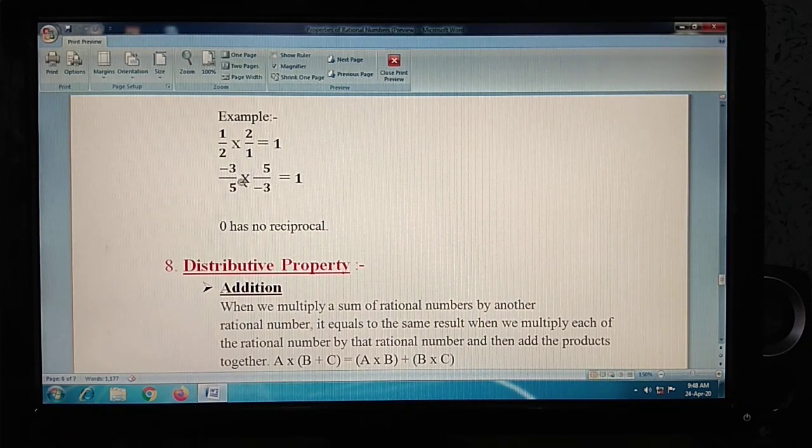Here also, minus 3 by 5, its reciprocal will be 5 by minus 3. Now you might be saying, sir, why is it not minus 5 by 3? No, it will not be minus 5 by 3, it will be 5 by minus 3. Reciprocal is just the opposite of that. So whenever we take the reciprocal of a rational number, the answer that we'll get is 1. But 0, does it have any reciprocal? No. 0 has no reciprocal.